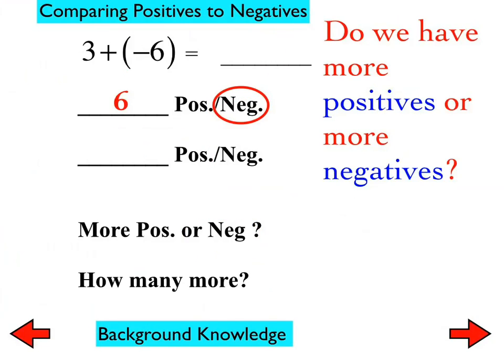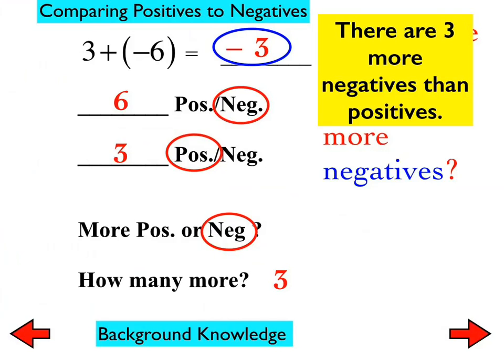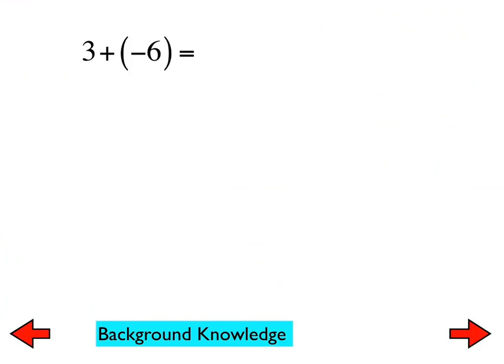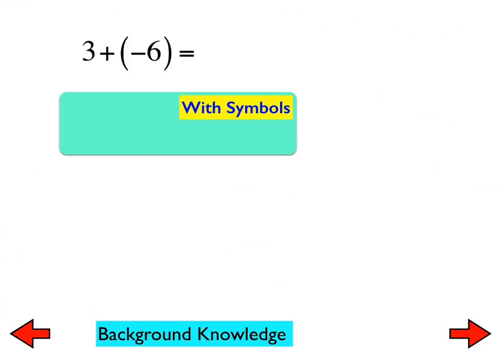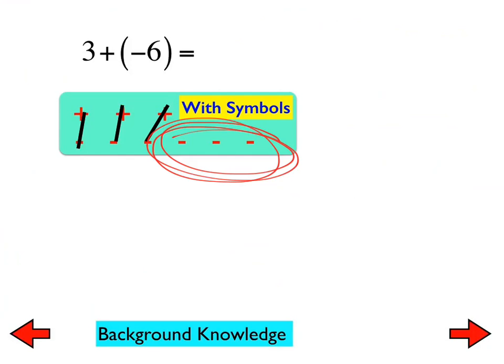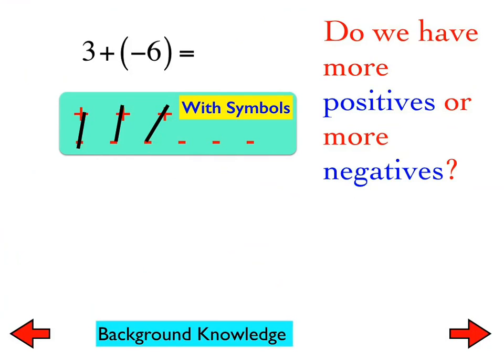And that also, in some respects, is where symbols come in, where we actually write down the number of symbols. So if we use symbols, here we have 3 positive symbols and 6 negative symbols. We cancel out all of the 0 pairs, and of course, that leaves us with negative 3. That's just another way of seeing that the answer should be negative 3.